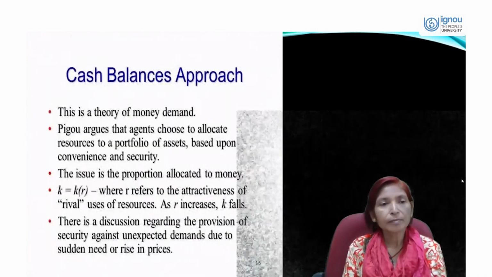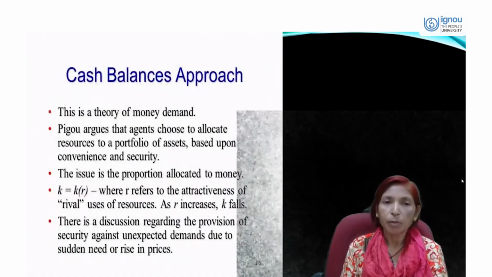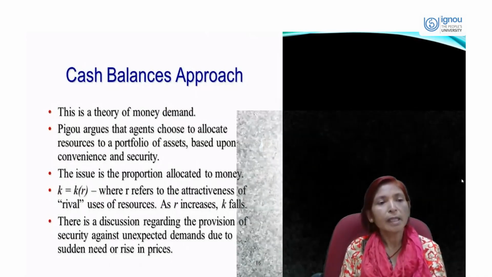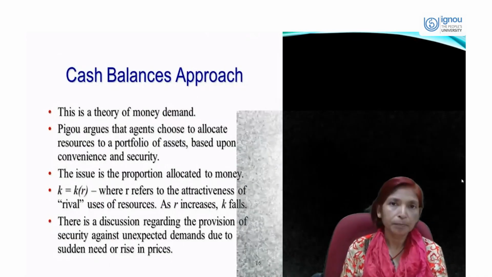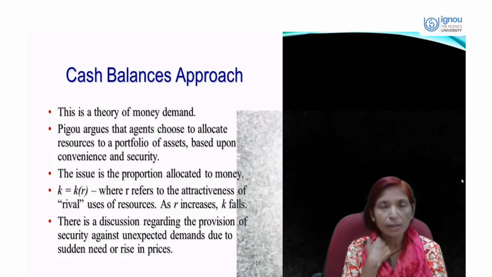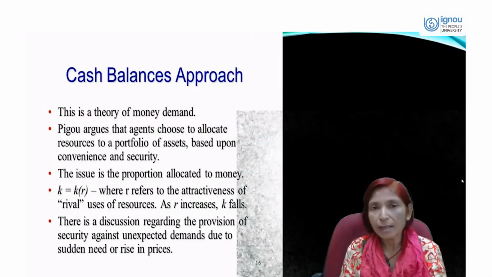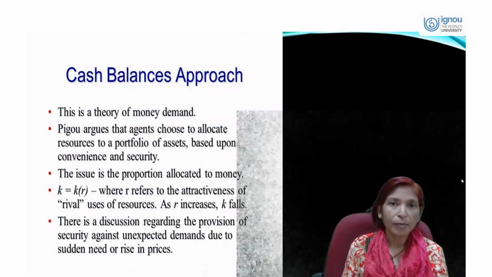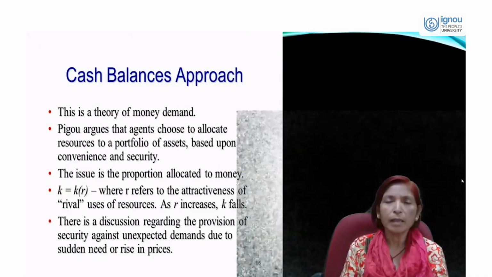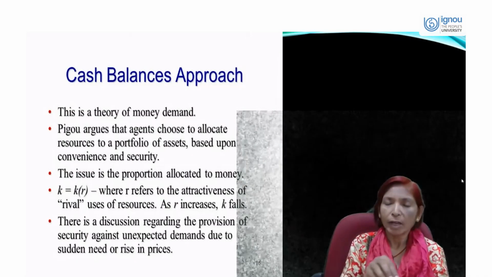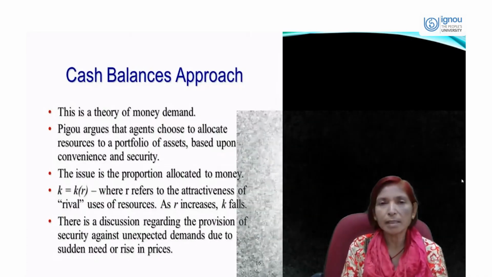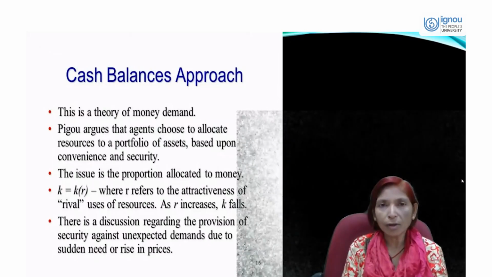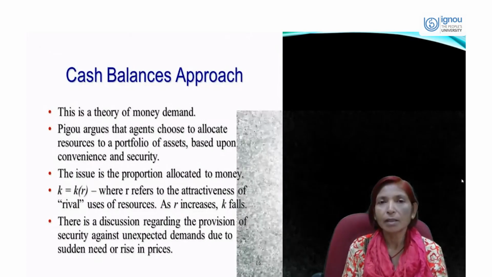Now next is the cash balance approach. This cash balance approach was another theory of money demand. According to Irving Fisher, on which concept did Fisher put more emphasis, more stress? Money supply. Again and again he said that whenever money supply rises, price level rises and value of money falls. When money supply falls, price level will also fall and value of money will increase.